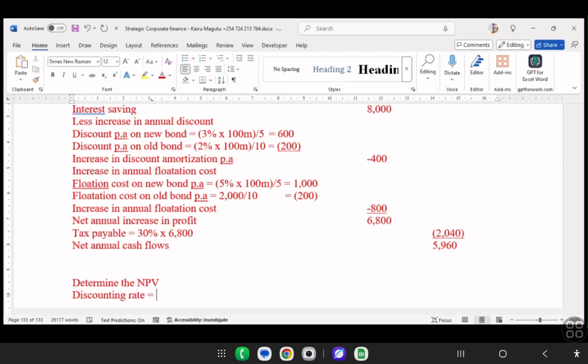Discounting rate is equal to interest on new debt multiplied by 1 minus tax. The new debt is 12%. We multiply by, open a bracket, 1 minus 0.3, like that. Can someone give me 12 times 1 minus 0.3?